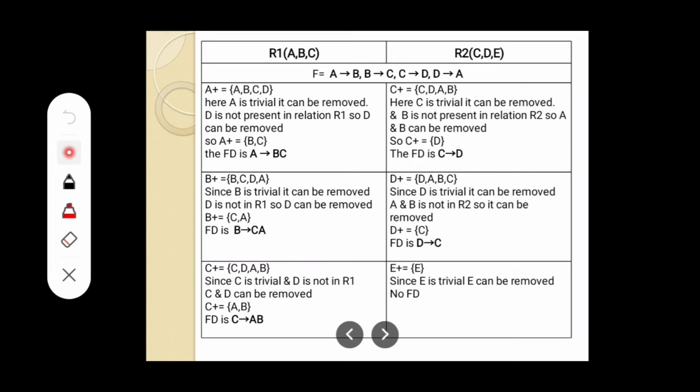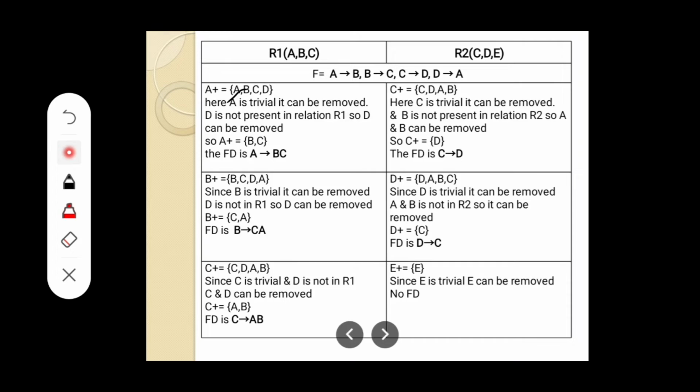So what are the attributes we can remove from here? Here, A is trivial, because A closure means A itself. Since it is trivial, this A can be removed. So we will remove A here.